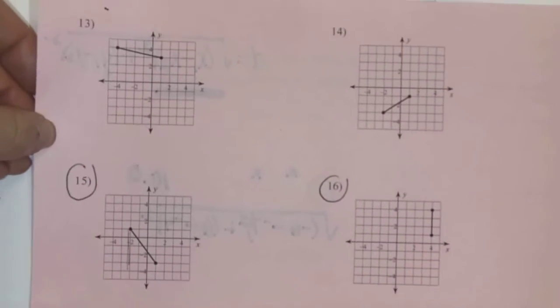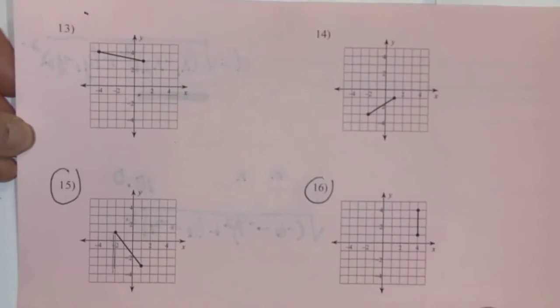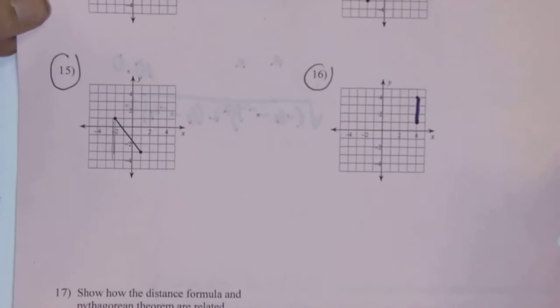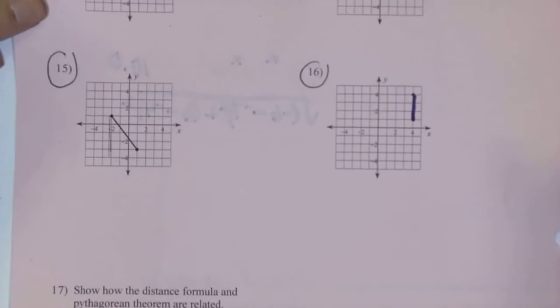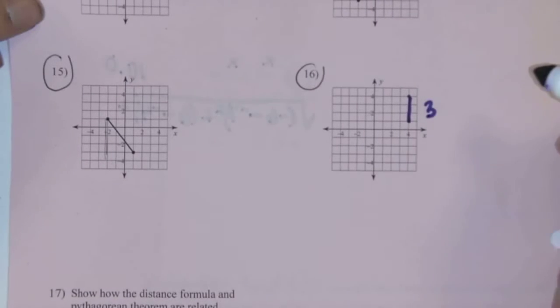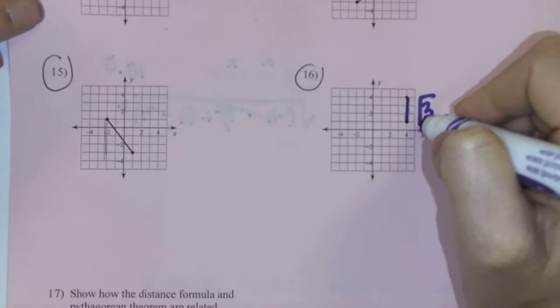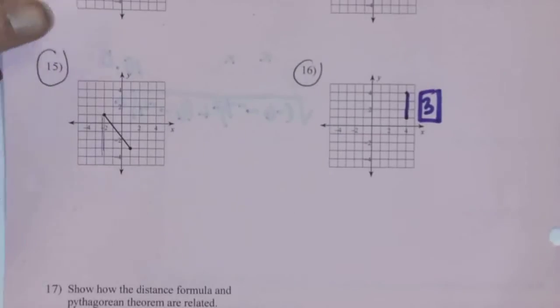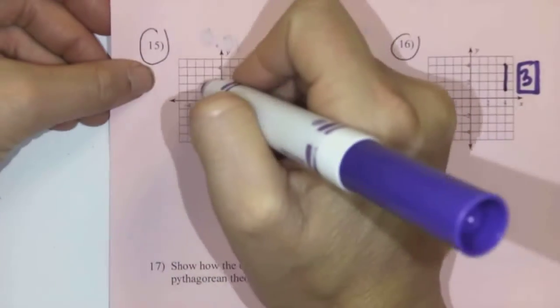Flipping it over on the back. Next one, they want the distance. You can use the formula, but in number 16, someone said to you, how long is that? If you ever see a horizontal or a vertical line, simply count. 1, 2, 3. You could use the distance formula, but for all horizontal and vertical lines, you can just count.